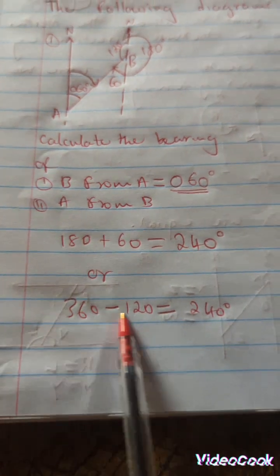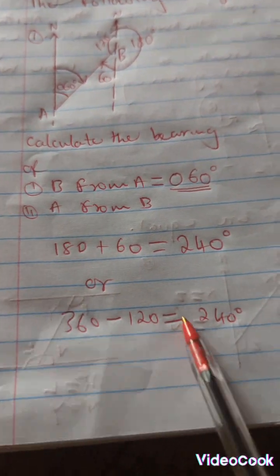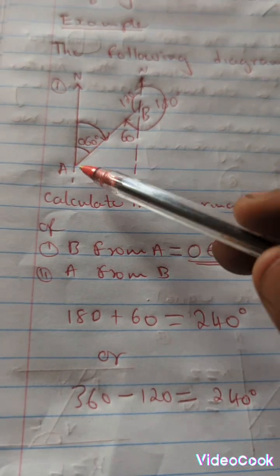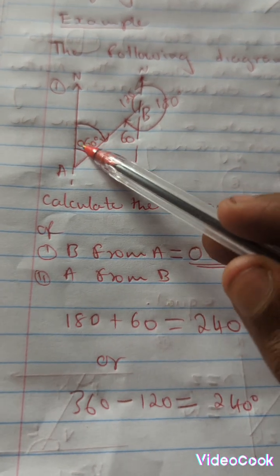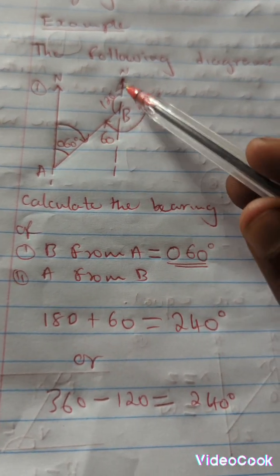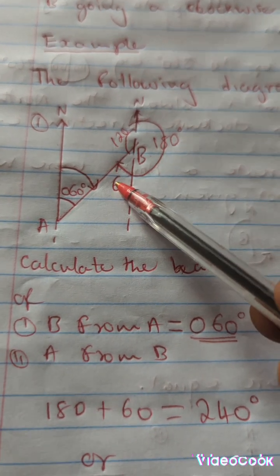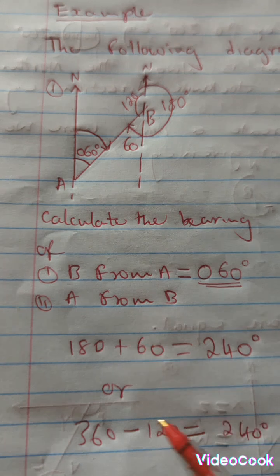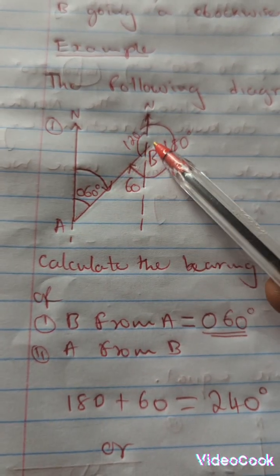You can use this way or you can go by this. The answers will still be one and the same. You choose the one that you have understood. The first one we said alternate angles are equal. So if this is 60, this is 60, and then from here up to here it's 180. You add them. Or you say a straight line adds up to 180.